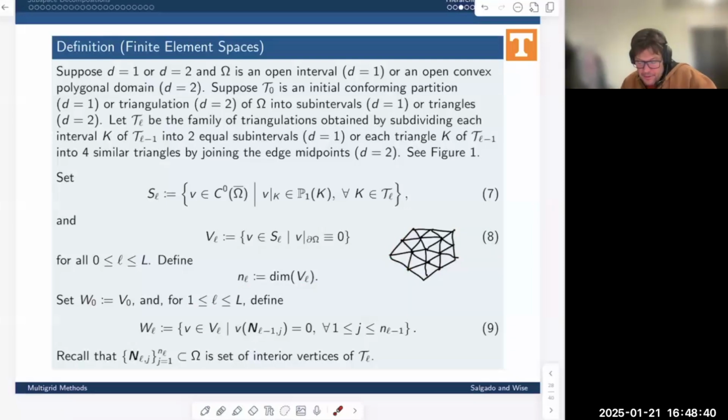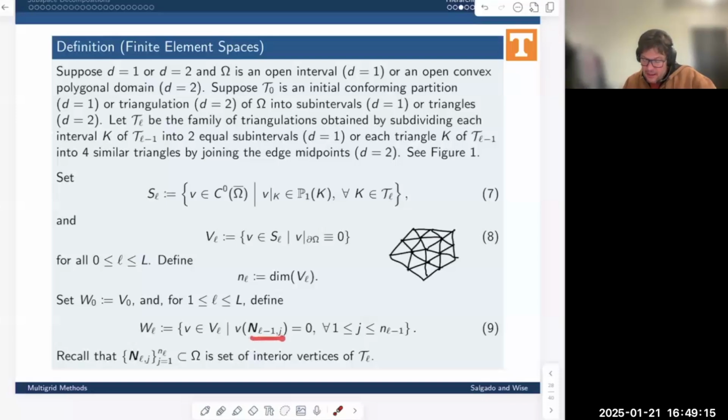WL is equal to this collection of all v from VL such that if I look at all of the nodes in the relative coarse mesh, then those degrees of freedom are eliminated from v. In other words, I'm going to specifically set that information, that is v at each node from the coarse mesh, these are the nodes from the coarse mesh, have to be equal to 0. I'm going to show you a picture of this momentarily because it's hard to picture otherwise.